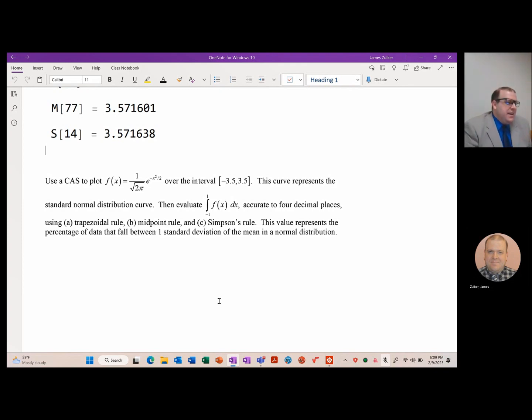That's e to the minus x squared over 2. What we're actually doing by calculating this integral is calculating the percentage of data that fall between 1 standard deviation away from the mean in a standard normal. Again, if you've studied statistics, you should have a good idea of what we should wind up with.